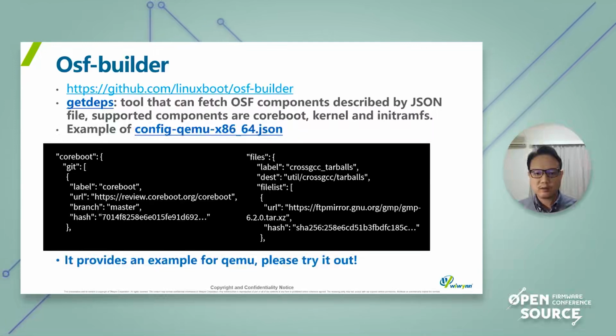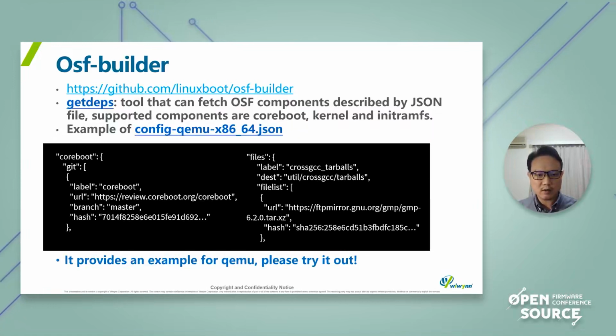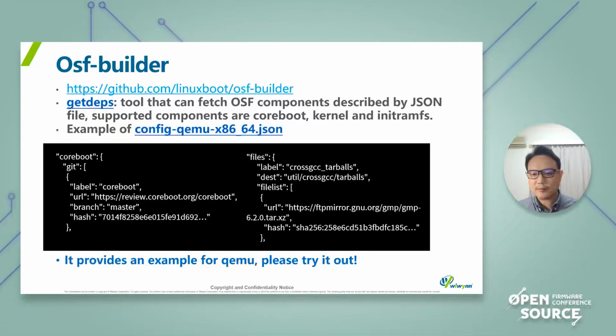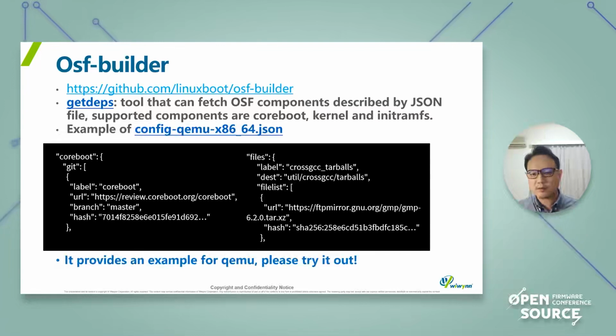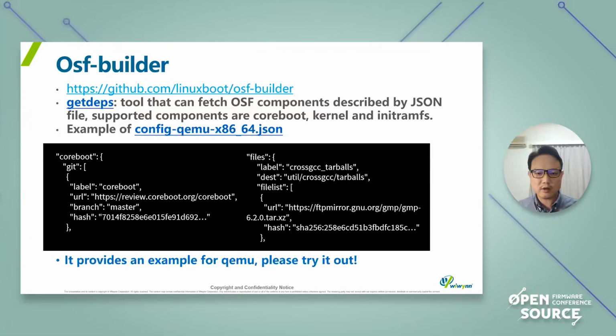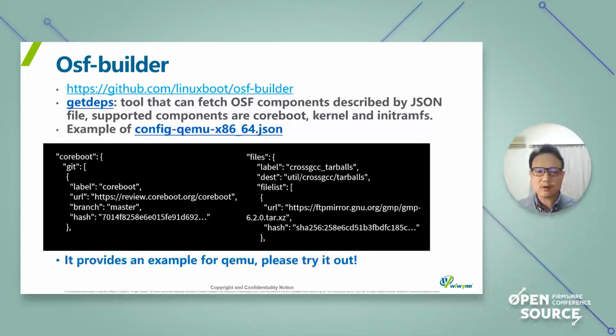So here's a link to an example of a QEMU JSON file. From the left, the coreboot URLs, and on the right is the toolchain, the cross GCC tarballs that define it. You can configure those source code URLs and toolchain URLs, so the tool can download the tools and trigger the build. It provides an example for QEMU, so we encourage you to try it out.